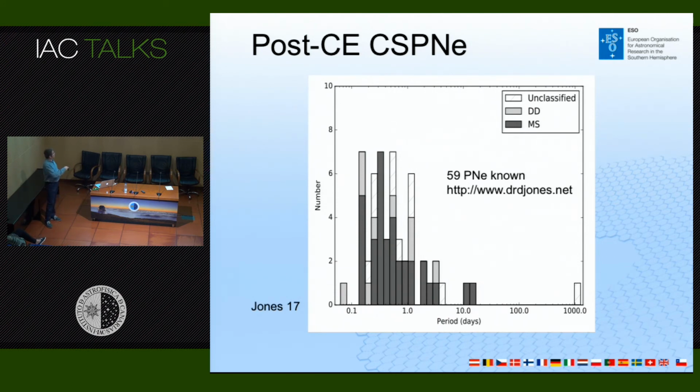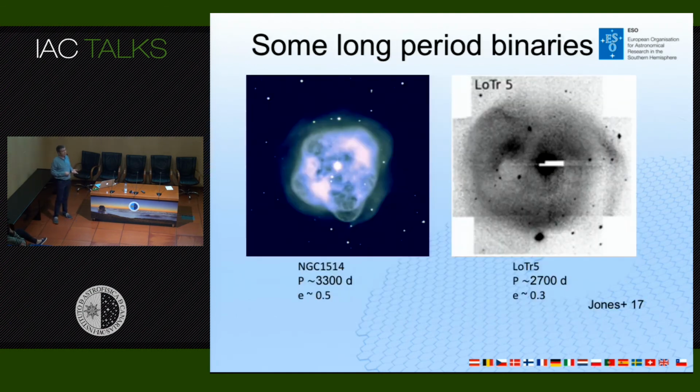But we also saw that there could be many systems which are very wide. So what about those long period binaries? Do they exist? The answer is yes, but of course they are much more difficult to find, because if you have a long period binary, photometry will not allow you to detect them, as there is no irradiation, no elongation and so on. So you have to rely on radial velocity monitoring.